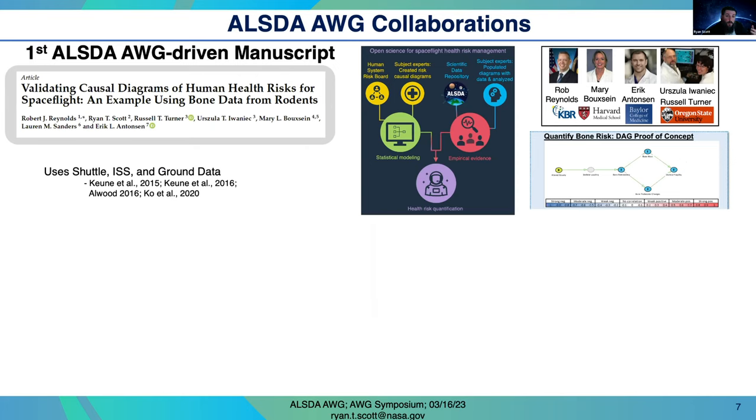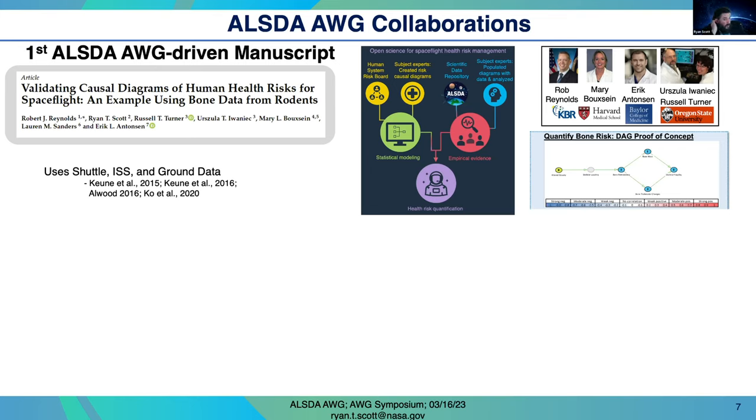The Human Systems Risk Board, centered around NASA Johnson Space Center, recently released a series of what they call directed acyclical graphs, which are trying to take evidence-based data and graphs. So nodes and edges were produced into these 36 or 37 unique directed acyclic graphs. And now that they had all these SMEs produce these graphs, what they wanted was to actually begin to validate them with actual data.